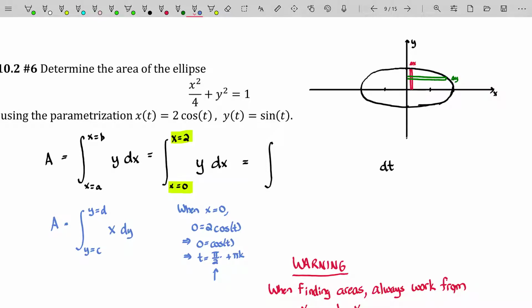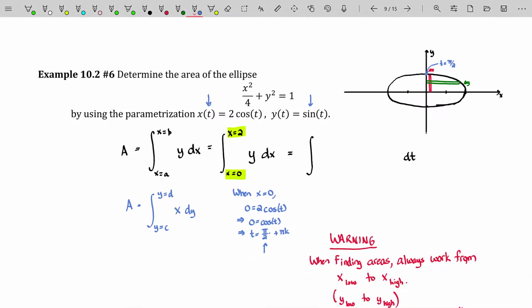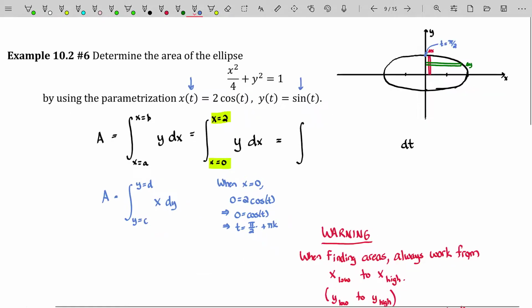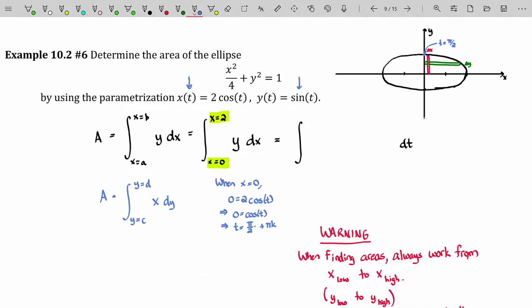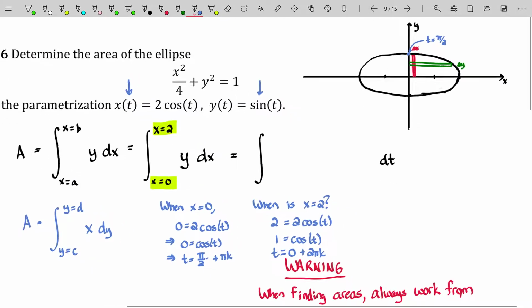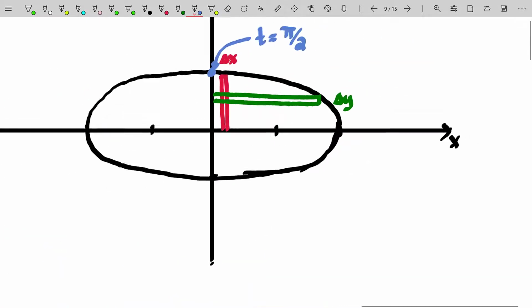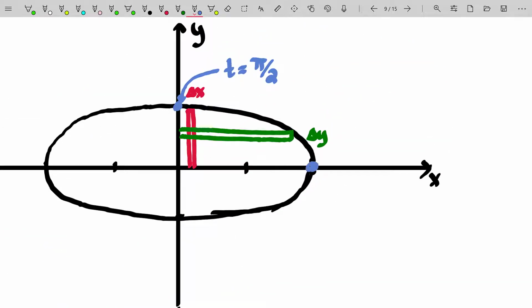If time were pi over 2, we know that the x value is going to be 0 because we just computed that. And then the y value is sine of pi over 2, or 1. That's associated with that point right there. And that's very important. Now we're going to go ahead and find out when is the x value 2. And that happens when time is 0 plus 2 pi k. So what we're going to do is let time equal 0. If time is 0, again, x is 2, and the y value is the sine of 0. So that actually is going to be 0. So we're at 2 comma 0. This is time equals 0.